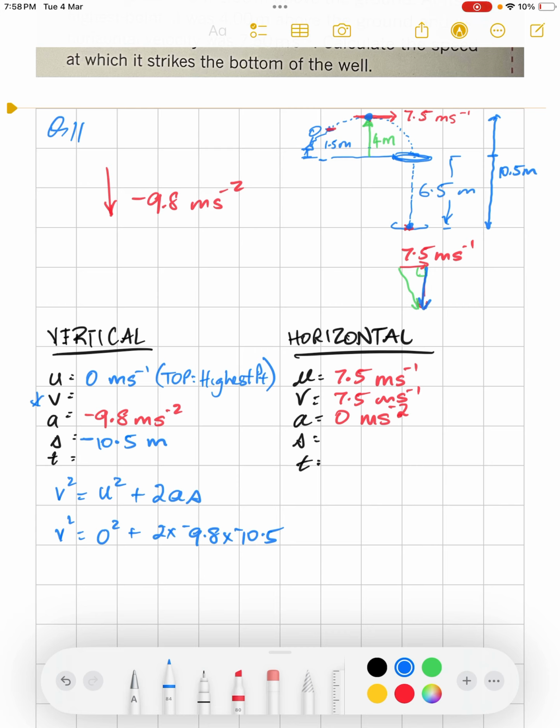Let's get the calculator. Where are you, calculator? I'm using my phone, so I'll just type calculator. There it is. All right.